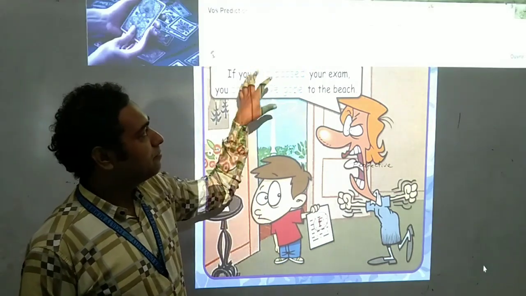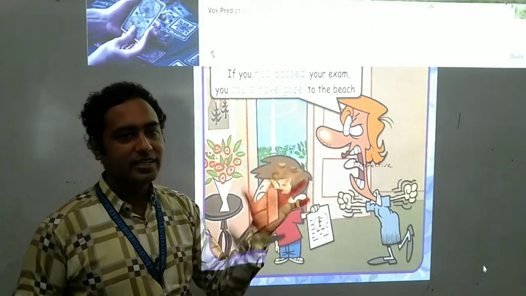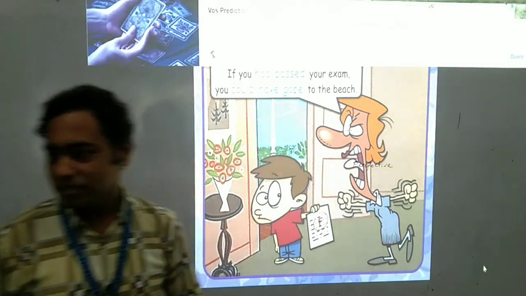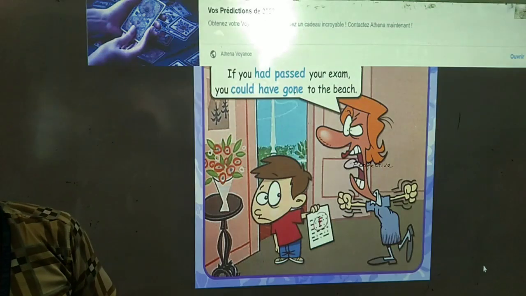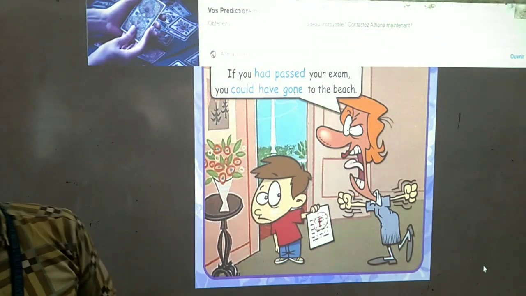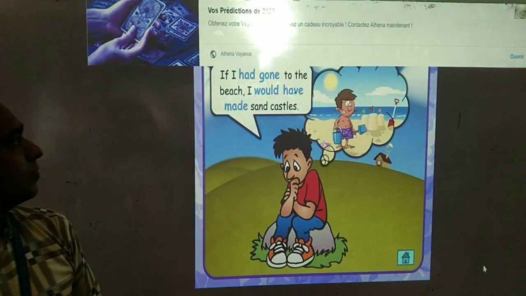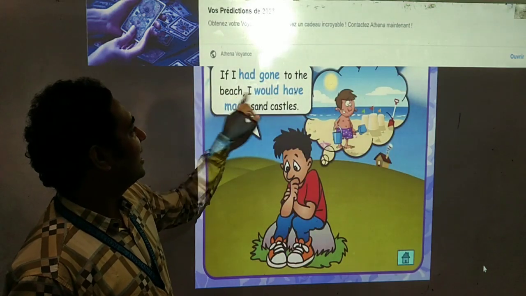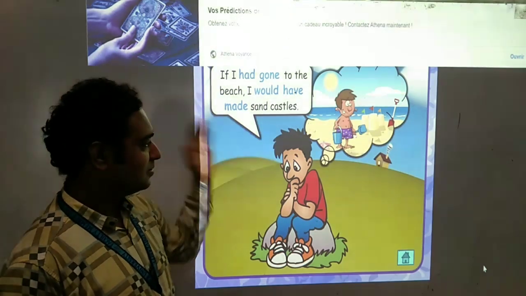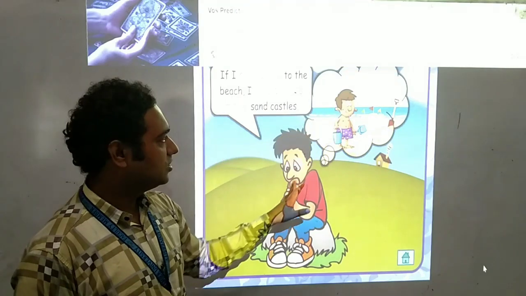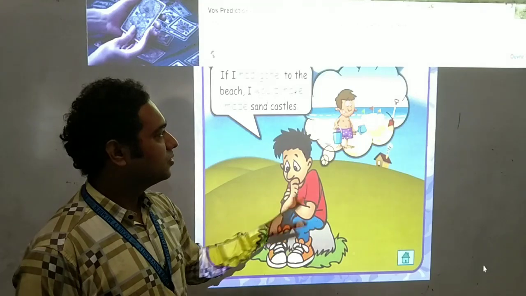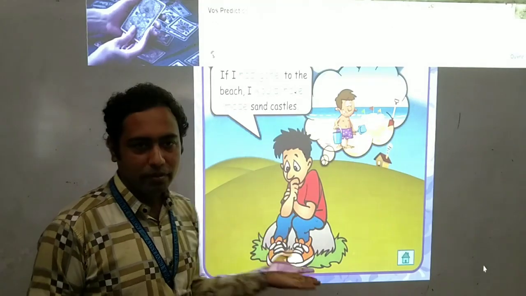It means some affirmative sentences were displayed in the negative form. Interesting. It is unreal. If I had gone to the beach, I would have made sand castles. But this is in imagination, not in reality. Is it clear? We had a plan, but we couldn't make it.